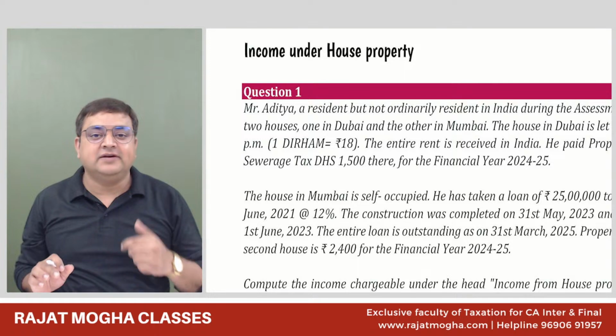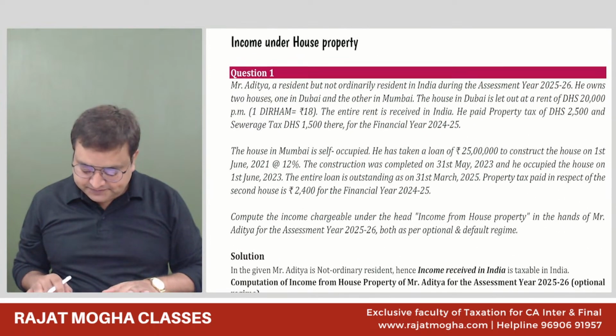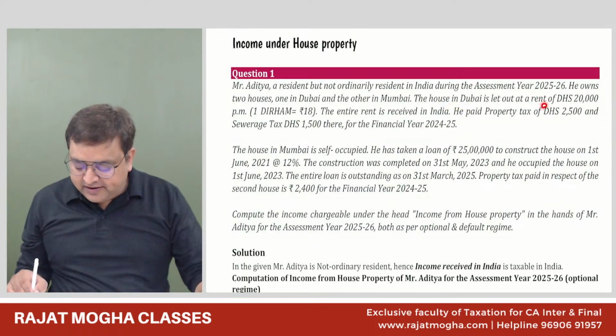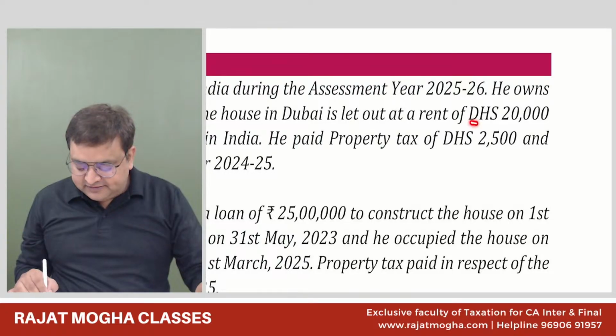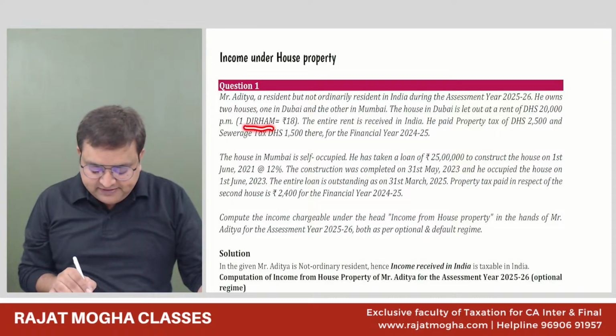Okay. The house in Dubai is let out at a rent of DHS, that is Dubai dirhams, 20,000 per month, and 1 dirham is equal to 18 rupees. So they are given in foreign currency. So what we will do, we will calculate everything in foreign currency, and then after that we will convert it into Indian rupees. So his Dubai house is let out.